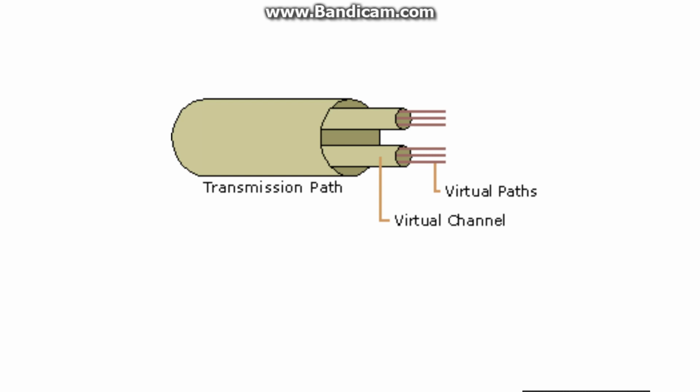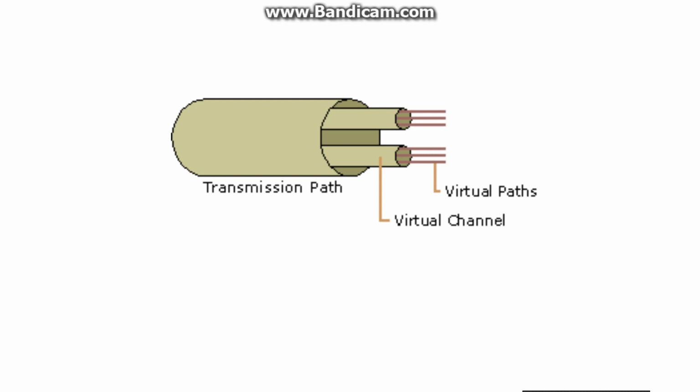In terms of virtual channel, the bandwidth of a virtual path is logically divided into separate virtual channels using a virtual channel identifier in the ATM header. Unlike virtual paths, virtual channels share the bandwidth within a virtual path dynamically.